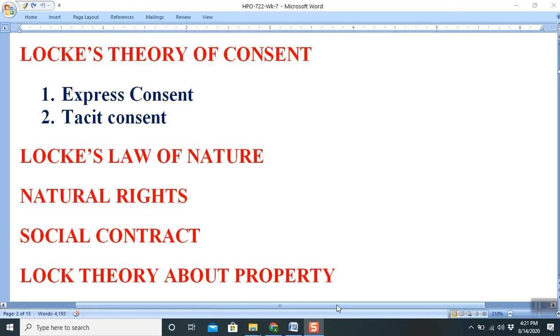Clear? Locke says that an individual by his own consent starts living in a society, and no individual can be held as a citizen against his will.